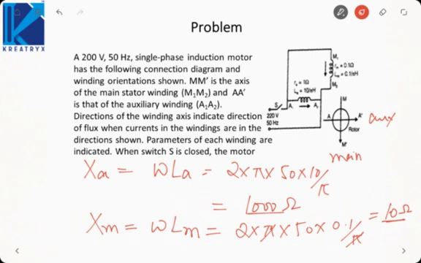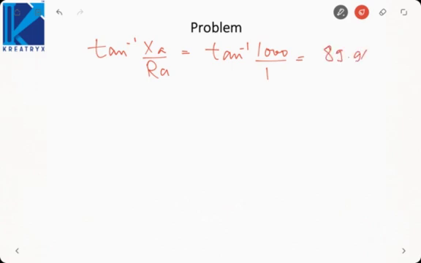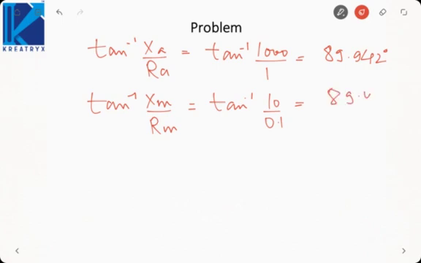Now we know the torque depends on the sine of the angle between the currents. So let us first find the angle of the auxiliary winding. Tan inverse Xa by Ra, tan inverse 1000 by 1. It comes out to be 89.942 degree. Similarly, tan inverse Xm by Rm, tan inverse 10 by 0.1. So that is tan inverse 100. It comes out to be 89.427.